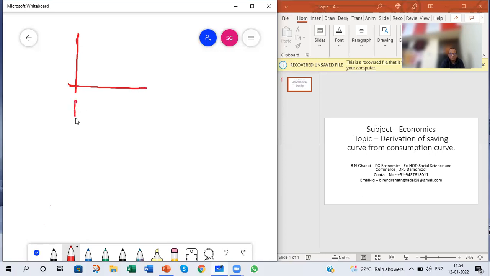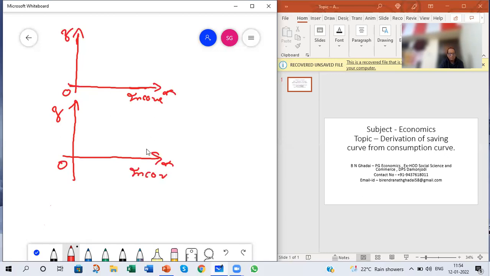And below we'll have the saving function, the saving curve. We'll derive the saving curve. Here OX, here also we write OX. This is OY, this is also OY. This measures income, in crores, this is income. This is consumption. And this side we have saving.